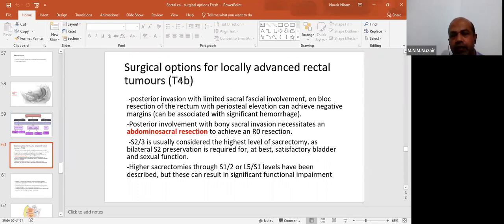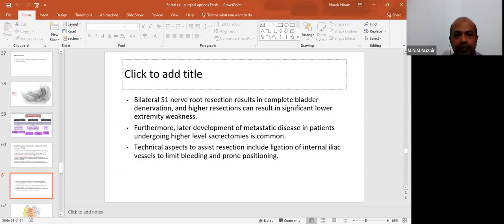But usually we try to preserve the S2 because the bladder and sexual functions are dependent on S2 nerve. So maximum we remove is below S2, S3. But if we are doing this type of surgery, we must have all the other surgeons like orthopedic or plastic surgeons involved in this surgery.